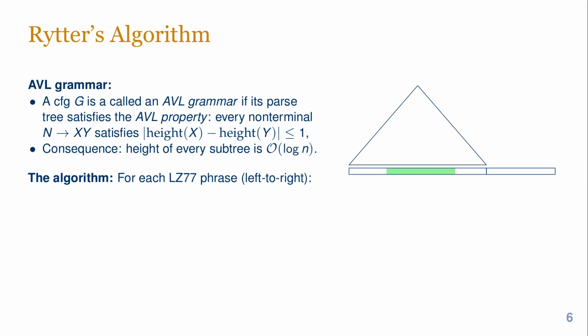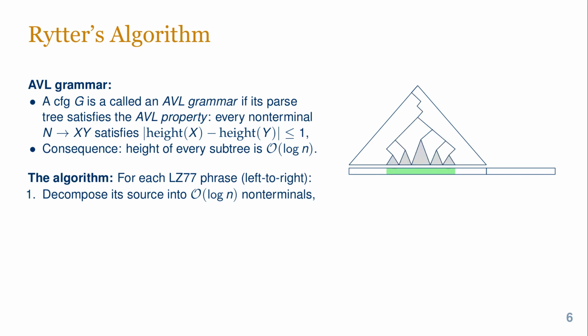We take the next phrase and let the green rectangle be the substring of the text corresponding to the source of this phrase. We decompose the source substring into a logarithmic number of non-terminals such that the concatenation of their expansions is equal to the substring. To do this, it suffices to perform 2 traversals in the parse tree. We then use the classical algorithm to merge AVL trees, suitably modified to work for AVL grammars, to merge all these non-terminals into a single non-terminal. We will use the resulting non-terminal to represent the currently processed phrase.